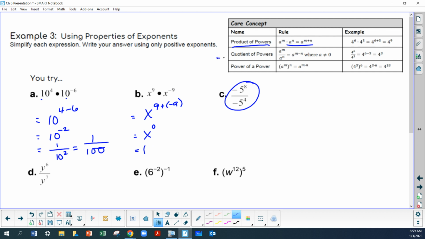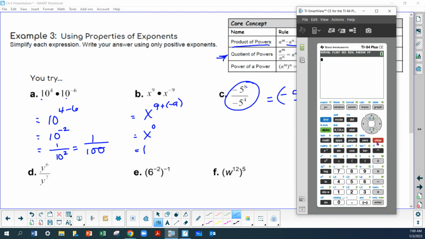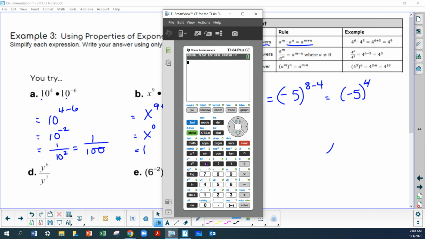A quotient. I got division going on. Let's look at the quotient power rule. And that says to take that base, negative 5, and raise it to the 8 minus 4. That gives me negative 5 to the positive 4. And I think I'll use my calculator. I know 5 to the third is 125. I think this is going to be 625, but let's just verify. So we're going to put in parentheses negative 5, so that negative gets raised to the fourth as well. And yes, indeed, it is 625.